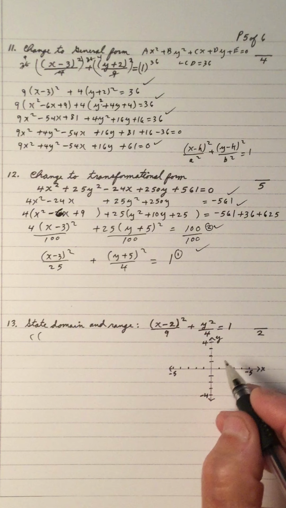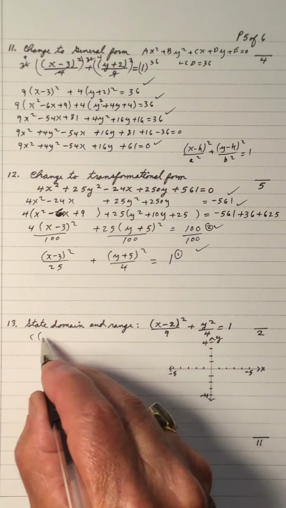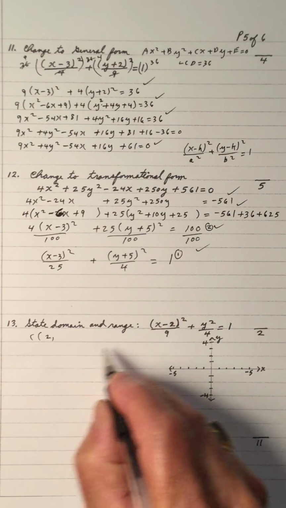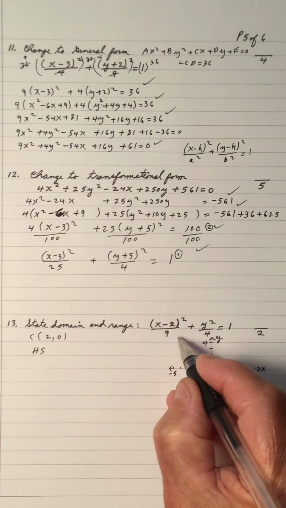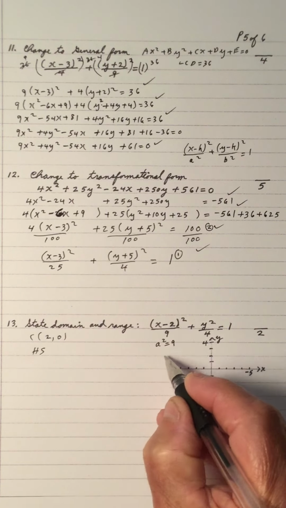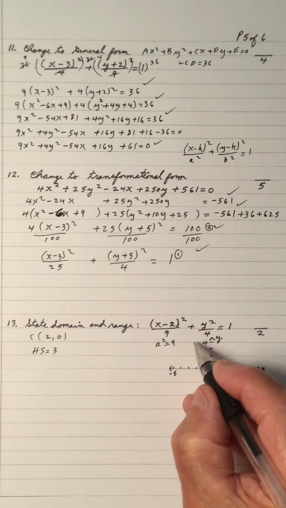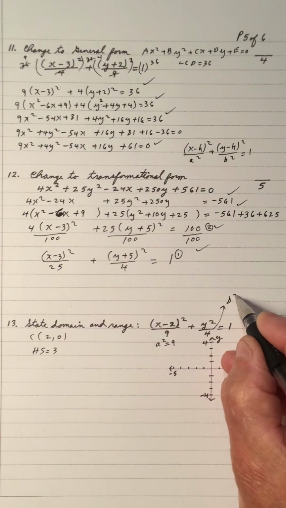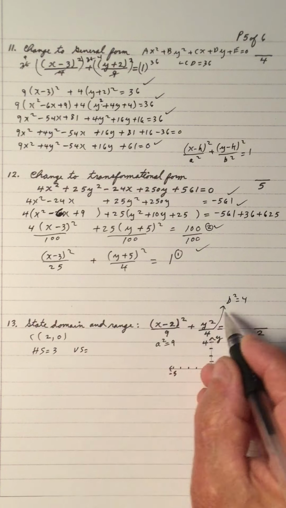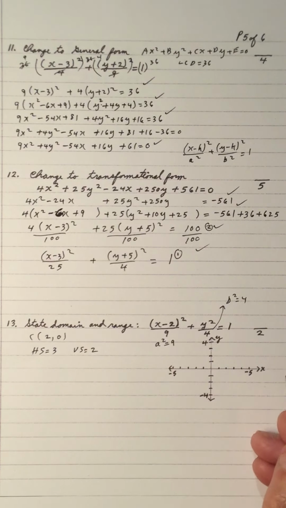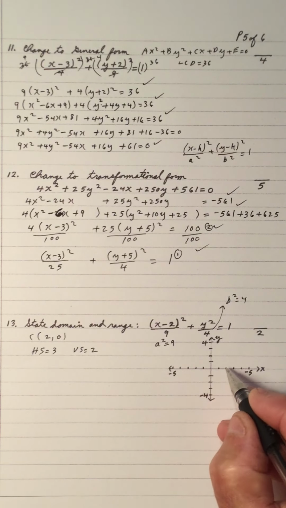So, let's get the center. What I do, I plot it. By plotting it, I can see what's happening. The center, opposite of minus 2 is 2, and the y coordinate is 0. The horizontal stretch, a squared is 9, so a is plus minus 3, so the horizontal stretch is 3. And b squared, right here, b squared is 4, so the vertical stretch is square root of 4, which is plus minus 2.